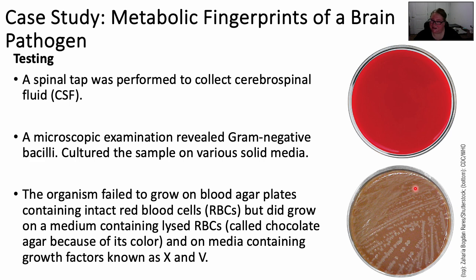Okay, so both of these have sheep's blood in them. So this top one has intact whole red blood cells. Okay, because there are some bacteria that will break open the red blood cells to get to the iron, and that's one way we can tell what type of bacteria we have.